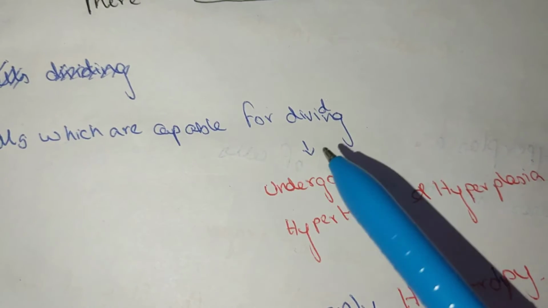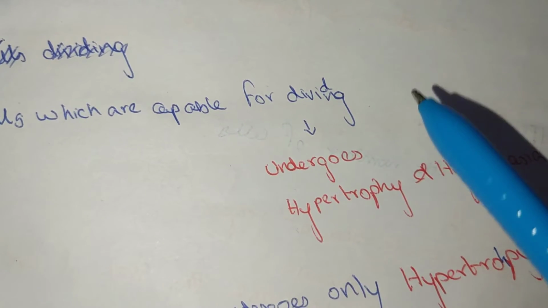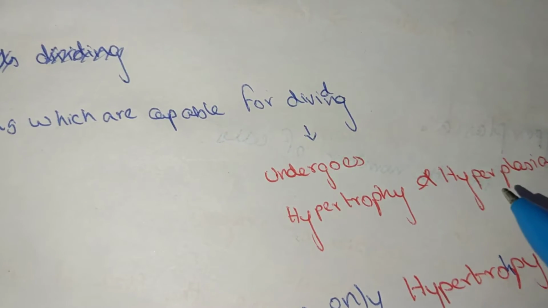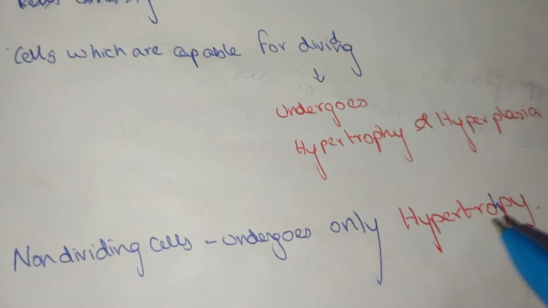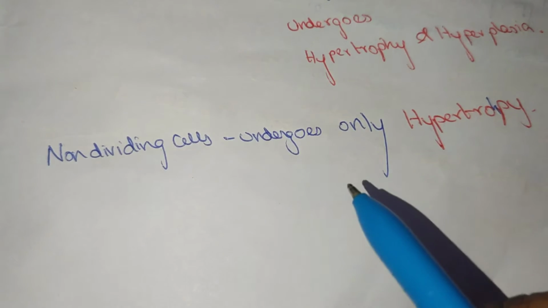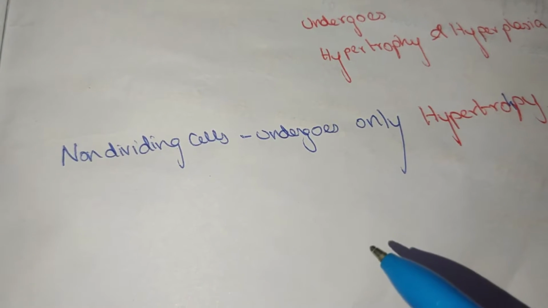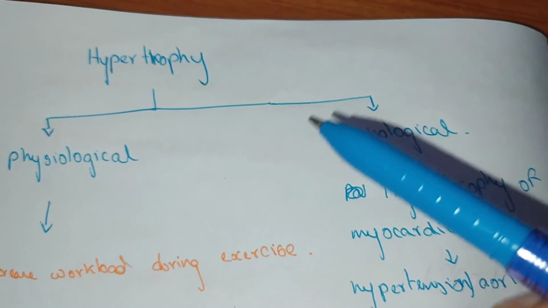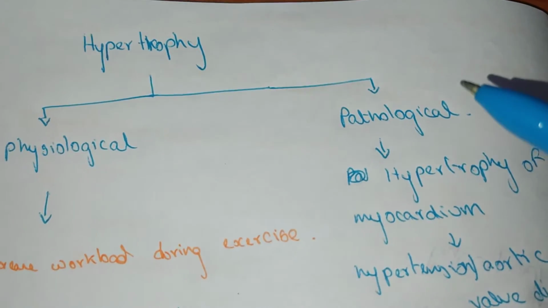The cells which are capable of dividing, generally in the body, undergo hypertrophy and hyperplasia. The non-dividing cell undergoes hypertrophy. In other organs, both hypertrophy and hyperplasia occur simultaneously. Hypertrophy is divided into physiological as well as pathological.